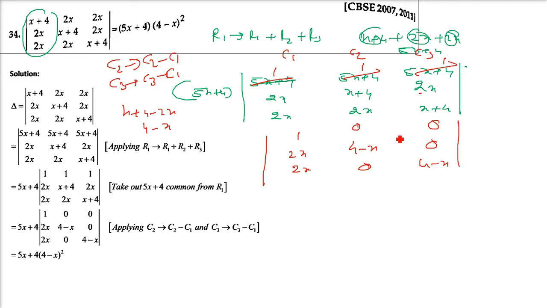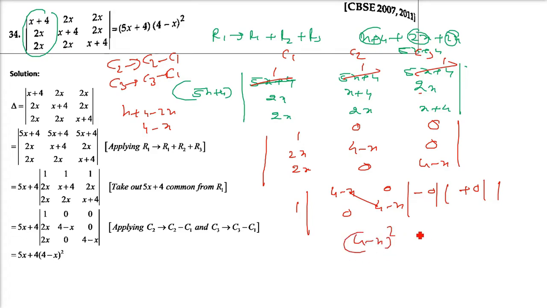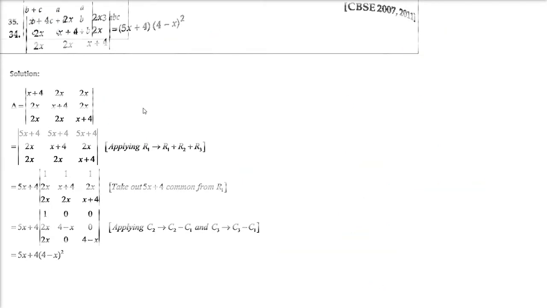We'll open it using the first row. So 1 into 4 minus x, 0, 0, 4 minus x. And then we have minus 0 something, minus 0 something, plus 0 something. We are just leaving it. 4 minus x whole squared. So what is outside? You remember we have taken 5x plus 4 already outside. So this is your final answer. 5x plus 4 into 4 minus x whole squared.